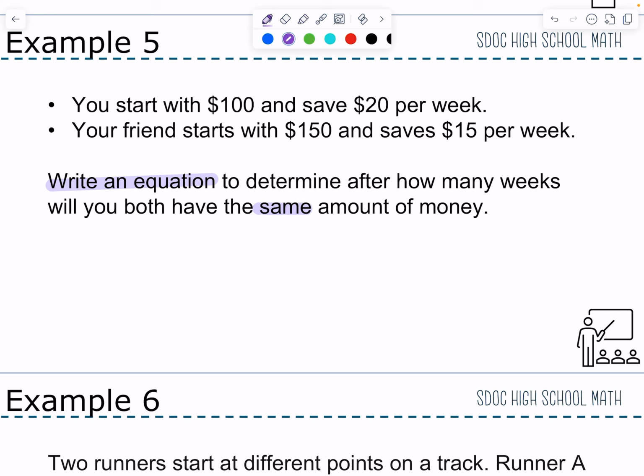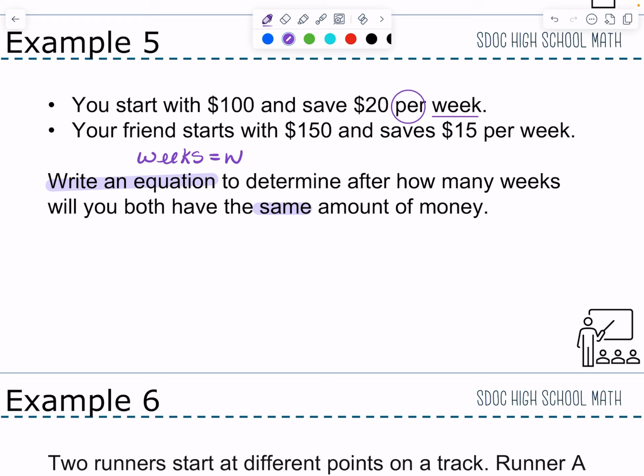So what's changing here? Is the amount that they started with going to change? Nope, that's a constant. That's what they have. The amount per week they save? Yes. But again, there's that word, per. That tells us how often something has happened. So what's changing is the number of weeks. So for weeks, I'm going to go ahead and use the variable W.